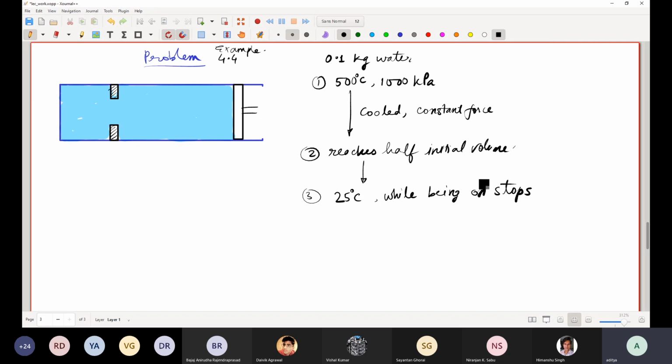Okay, this is what we know. So the question is, find P3 and W of the entire process, that is the work done in the entire process, and show the process in the PV diagram. This is very important. We must show the process in the PV diagram.